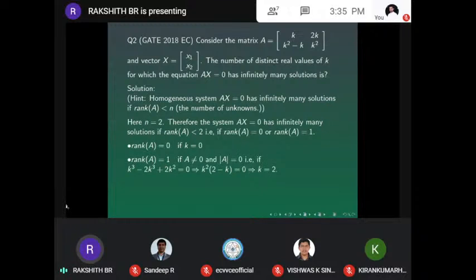Likewise, consider the rank of A equal to 1. You need to find those values of K for which the rank of A is equal to 1.